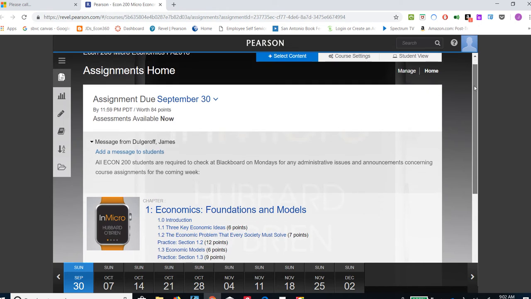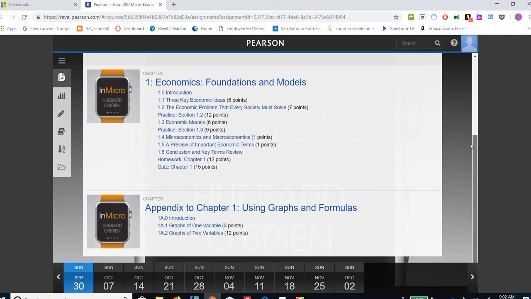Although there is an app for the phone, and you can do a lot of this stuff on the phone, I've noticed that it's kind of hard to see everything on a phone. So anyway, this is this week. You have assigned, and everything's open. Everything is open until September 30th.